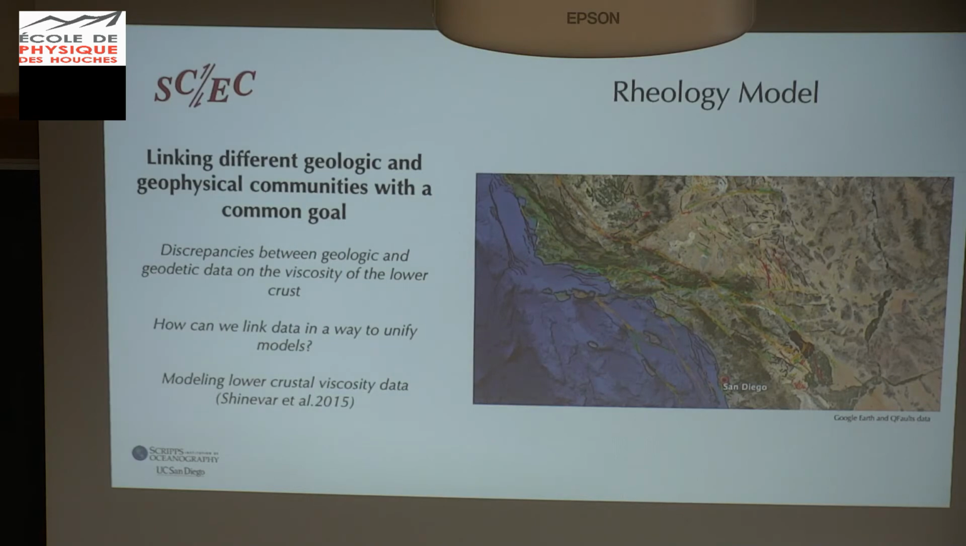So we're looking at a way to better link our data between our different communities. There have been papers, such as the Shenovar paper, that talk about modeling lower crustal data, and they do really interesting work. But they talk about the models and basically more or less how there's a need for more data. So you have a lot of models where they show one phase in a crustal level or another phase in a crustal level.